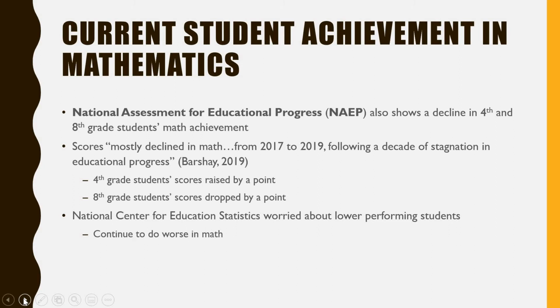The National Assessment of Educational Progress, the NAEP, is a biennial national exam for 4th and 8th grade students that's used to compare students in one region of the country with another. 2019 results show, on average, scores mostly declined in math from 2017 to 2019, following a decade of stagnation in educational progress. The commissioner of the National Center for Education Statistics stresses that lower performing students are continuing to do worse mathematically, widening a gap in student math achievement.